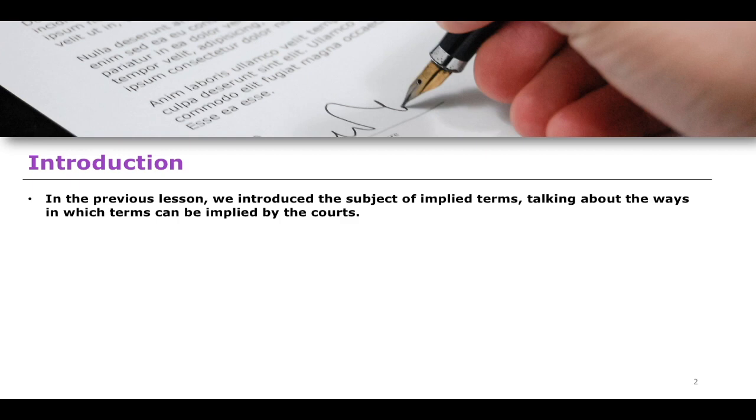We had noted that when we talk about implying terms, there are three main ways in which terms can be implied into a contract when it comes to the practical implication of a term. Firstly, being implied by courts. Secondly, being implied through custom. And then thirdly, being implied through the imposition of the Consumer Rights Act 2015.